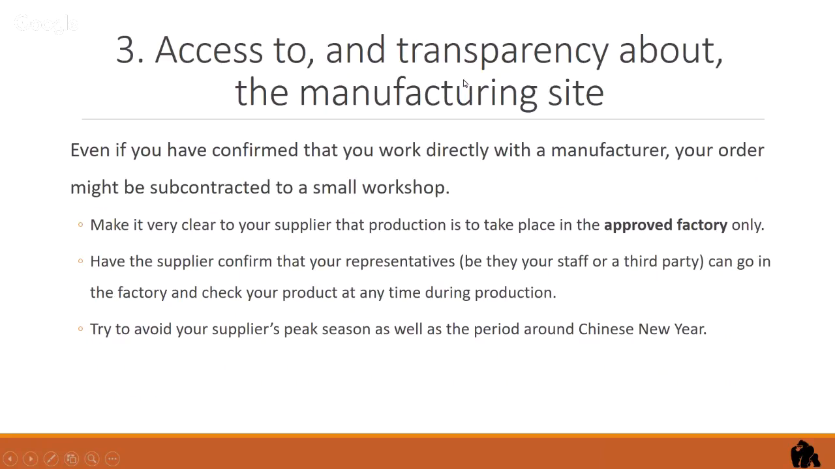Access to transparency. We talked about that. What does that mean? To make sure that you're dealing with the supplier who you think you're dealing with. In other words, make sure everything's produced in a factory that's approved to produce your products. Have the supplier confirm that your representatives, i.e. a third-party inspection company, can go in and check the products at any time. We talked about it in the past. Try to avoid your suppliers at peak season, particularly around Chinese New Year. Chinese New Year is generally around February, March.